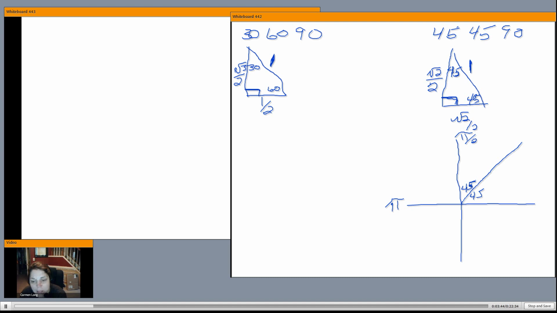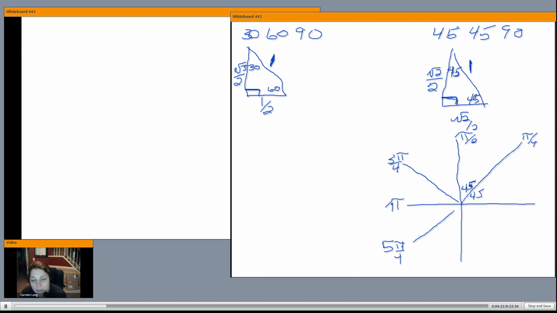And then if we split that in half. Now I have taken my pi and divided it into 45-degree angles. How many are there? There are 1, 2, 3, 4. So this is pi over 4. This is 2 pi over 4. This is 3 pi over 4. And this is 4 pi over 4. This one will be 5 pi over 4.